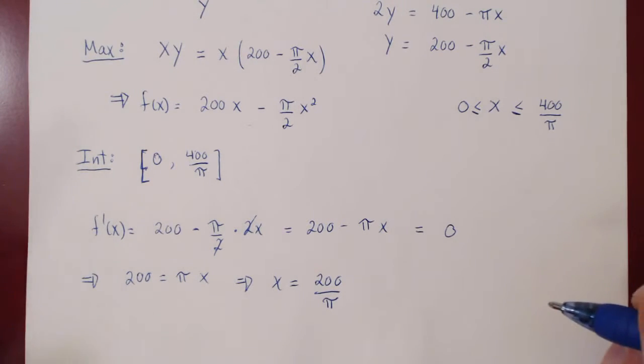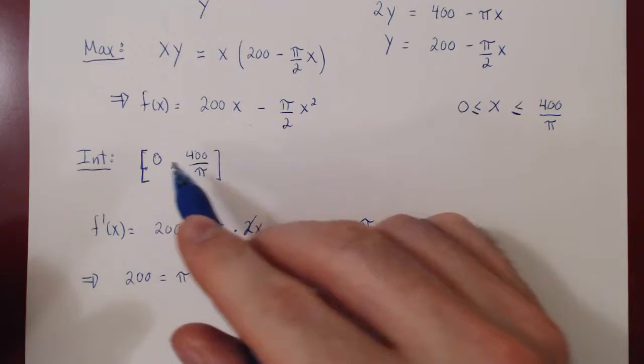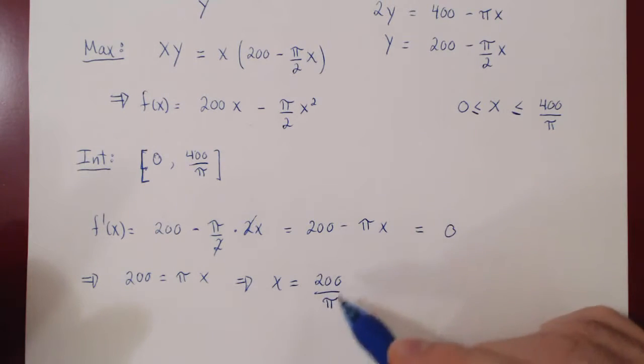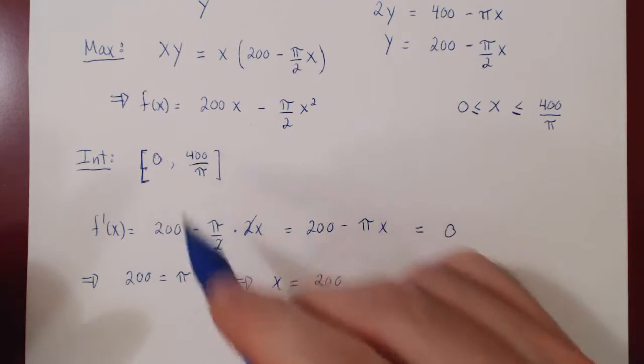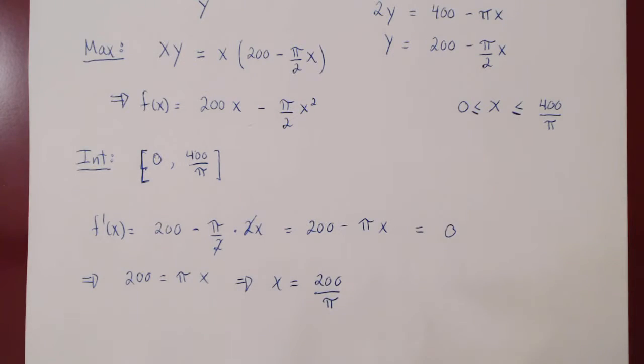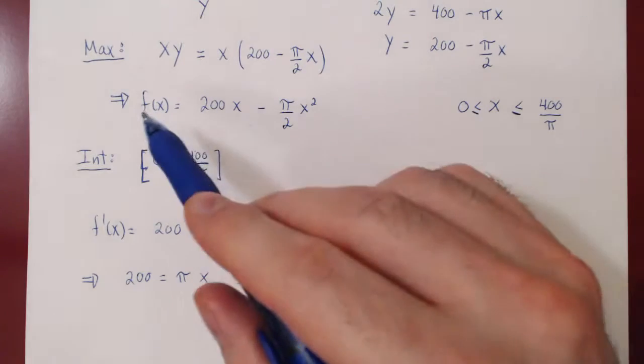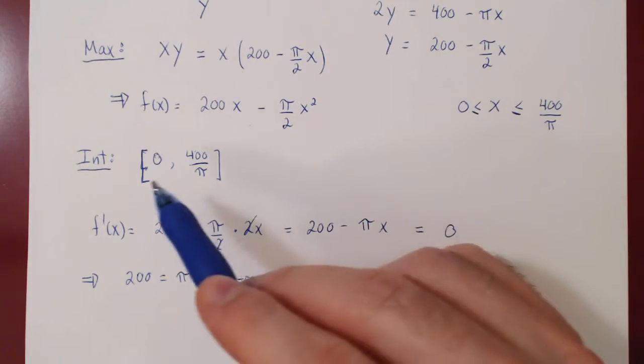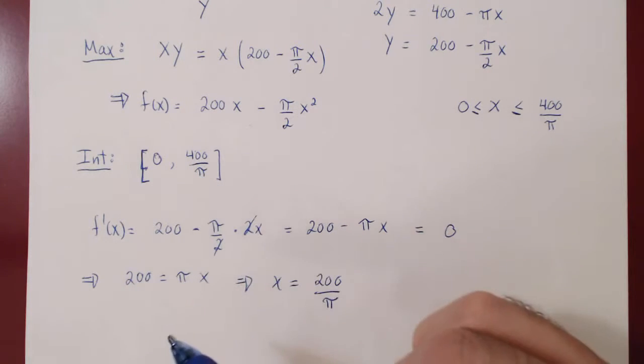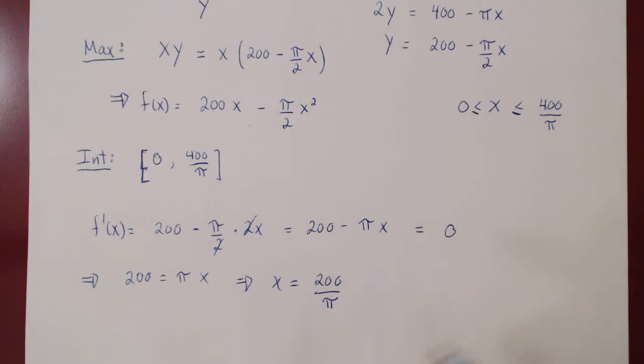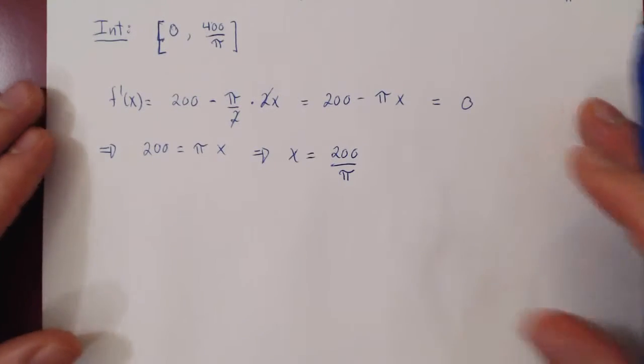And now we can form our table of values. We have the two endpoints of the interval, the single critical point, which obviously is inside the interval, and we know that the maximum of this function must occur at either the left endpoint, the right endpoint, or at the critical point. So we're almost done.